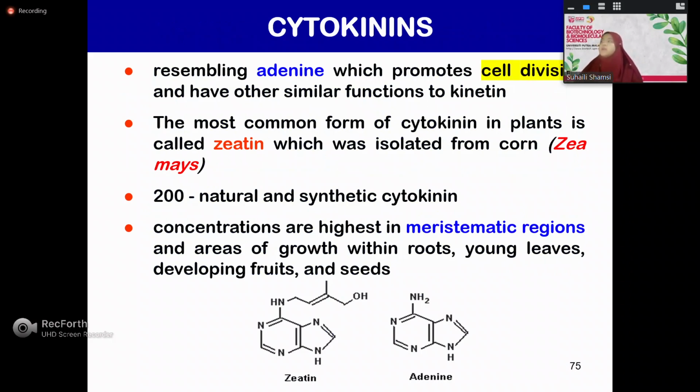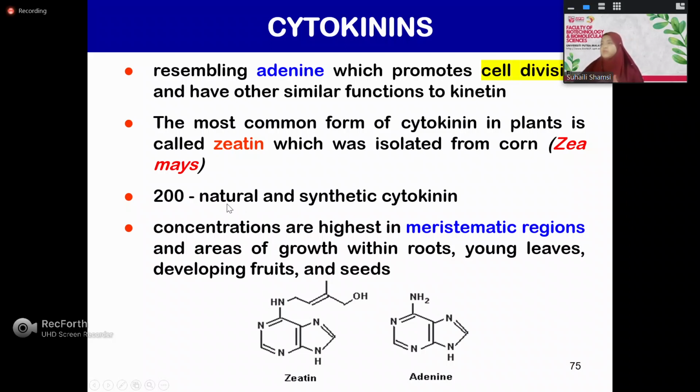Another one that also supports cell division, supports cell growth, is what we call cytokinins, and this is how it looks like. It promotes cell division. It resembles adenine. So this is one of the cytokinins that has been identified in plants. It was first identified in Zea mays, or in corn. That's why it is called zeatin here. And it has a distinct ring structure here, just like adenine. And it also promotes cell division and has other similar functions to kinetin.